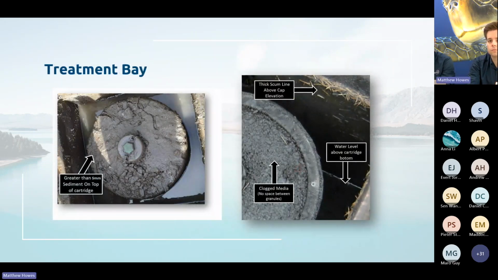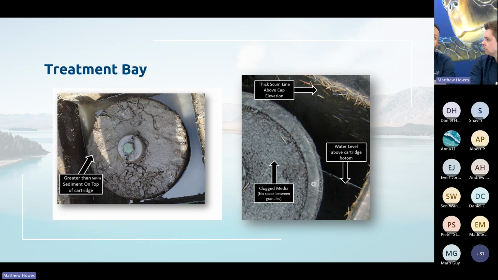Another maintenance trigger that you can see within the StormFilter system would be if you see accumulation of sediment on top of the cartridge. That indicates the water level is frequently getting above the cartridge, which means the water level is getting higher than what's designed for. So that could be an indicator that maintenance may be required.